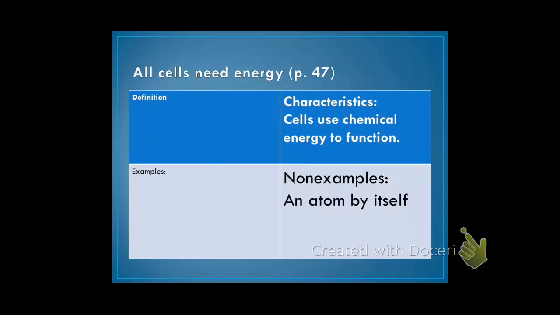All right. Moving on. You need to be completely aware of what chemical energy means. So take a look at your study guide. This is number 2. They gave you the characteristics and the non-examples. Characteristics of chemical energy are that cells use chemical energy to function, and the non-example is an atom by itself. What is the definition of chemical energy, Daniel?